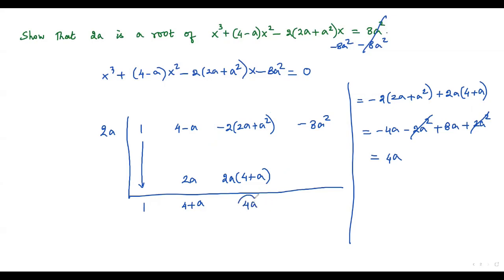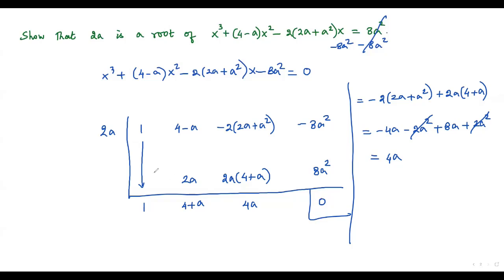Now I have to multiply this 4a and 2a. The result has to be written over here. When I multiply 4a and 2a, I get 8a². So −8a² plus 8a²: when I combine them, I get 0. So here I'm getting the remainder 0.